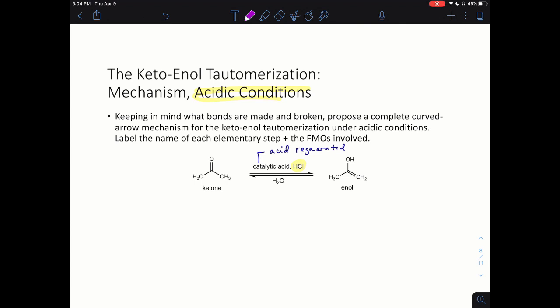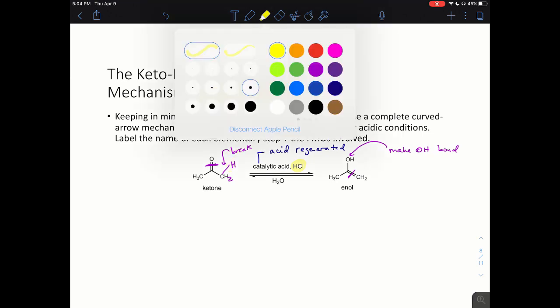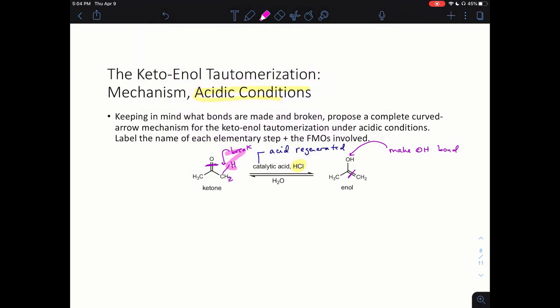All right, let's think about what we need to do here. We need to make the OH bond, the OH sigma bond. We need to break one of these sigma CH bonds. We need to break the pi bond, and we need to make the pi CC bond. So what do you think we're going to do first? Are we going to break the sigma CH, or are we going to make the OH bond?